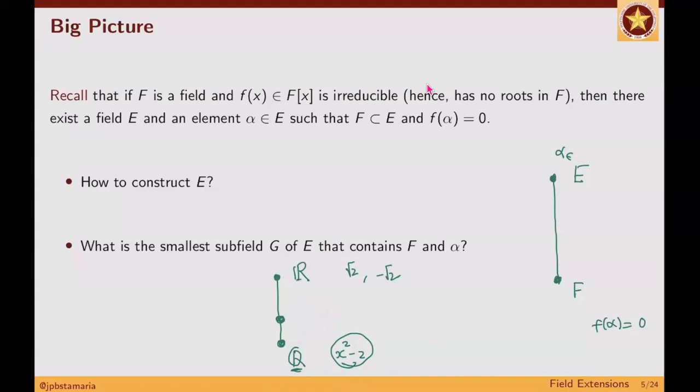Alam niyo kung anong sagot? Ang sagot, ganito yung notation natin. Q square root of 2. Ang laman ng Q square root of 2 ay yung mga numbers na ganitong itsura where A and B are rational numbers. It turns out that this will form a field. Ang laman nito yung mga a plus b square root of 2 where a and b are rationals. Halimbawa, 1/2 plus 1 square root of 2.